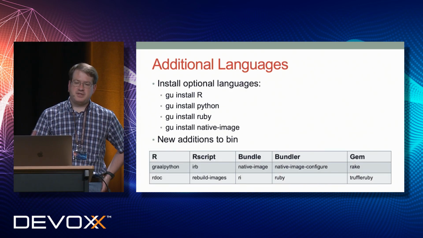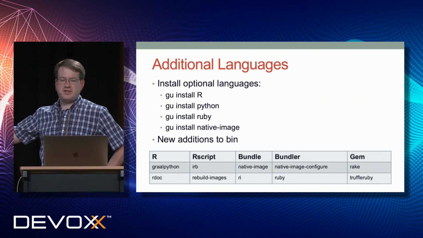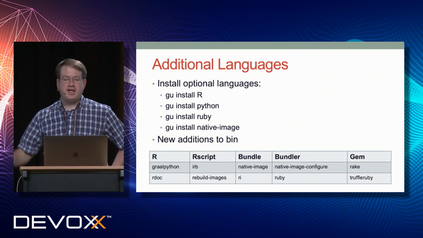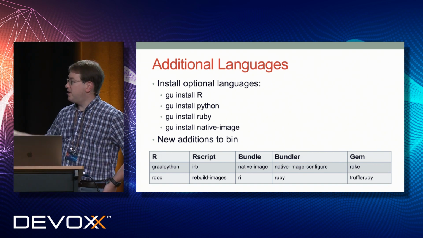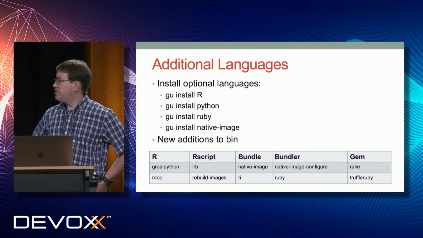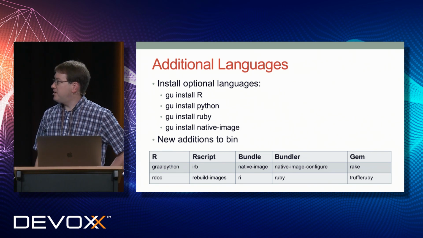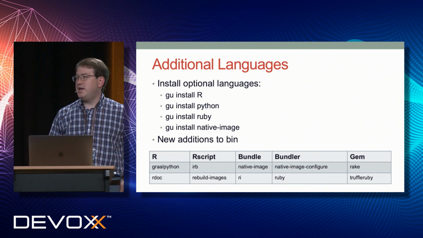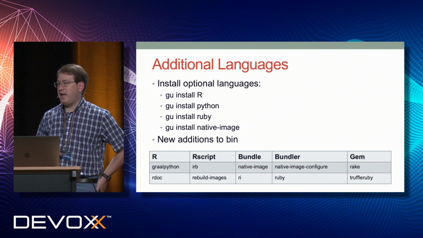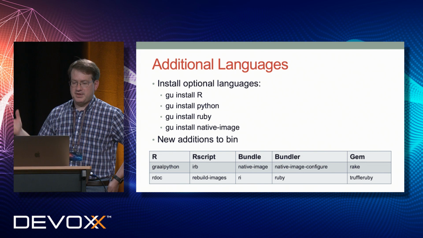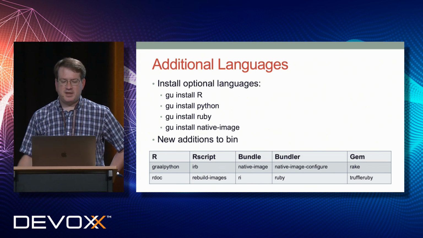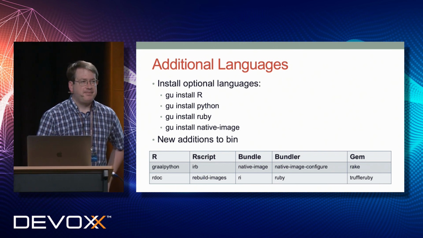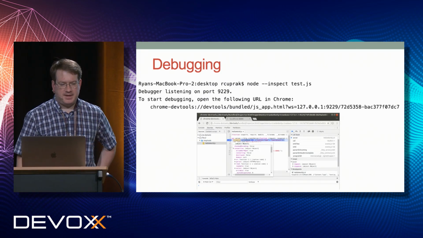Then you can use gu, which is basically a package manager, to install R, Python, Ruby, and also the native image capabilities. When you do that, after you run those installers, if you're using those technologies, then you'll have more executables show up in your bin directory on your path for Ruby, documentation, for generating the native image, etc. Okay.